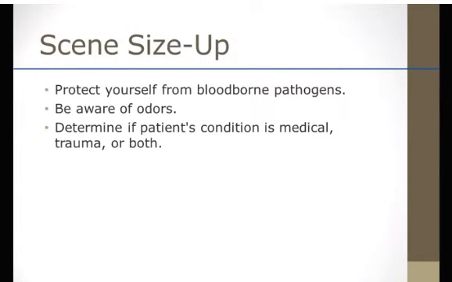Okay, so scene size up, you all know how to do this. Okay, look for odors. We talked about GI bleeds having a specific odor. You will know it when you smell it, I promise you. Protect ourselves from bloodborne pathogens if they're bleeding, if they have infection, if it's a viral thing, we want to know that. And then try to figure out, is this a medical patient or a trauma patient? Because trauma plays into abdominal emergencies a lot, even if it's trauma that happened a day or two previous.